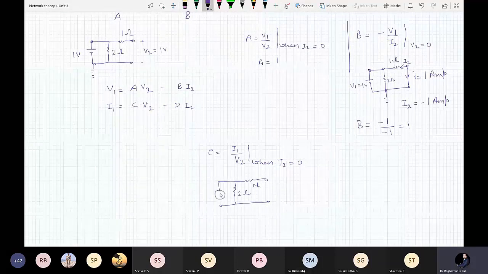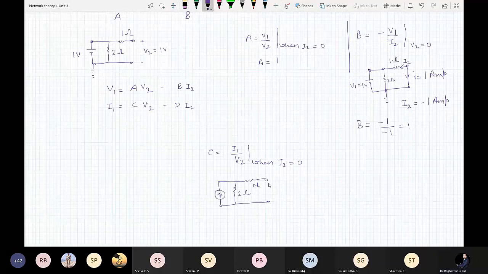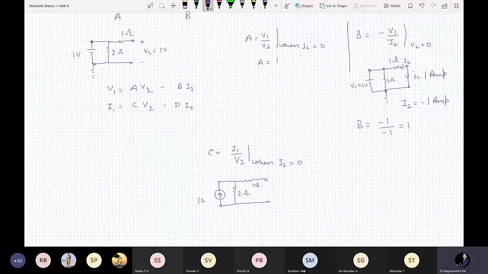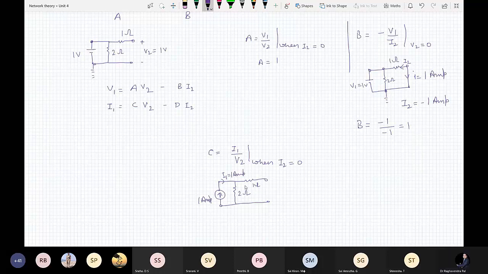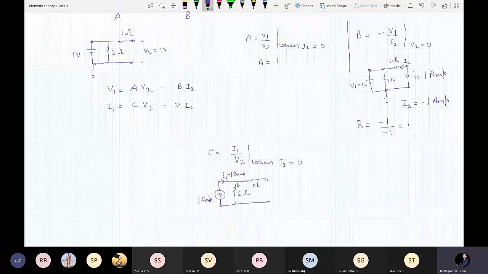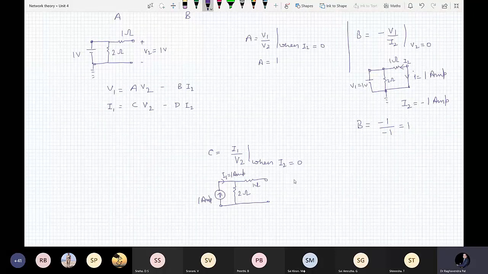So here you will have to connect the current source first. Okay, so it will be 1 ampere. Let's take it 1 ampere because I1 we have to take. So I1 is 1 ampere. Now what is the value of V2 you will have to calculate. So 1 into 2, because current will not be passing through here. Okay, because I2 is 0. So 1 into 2 is 2 volts.